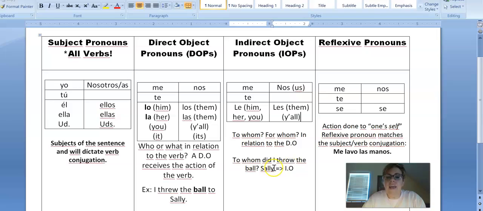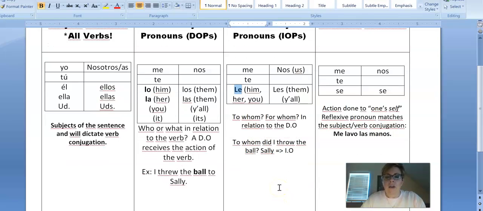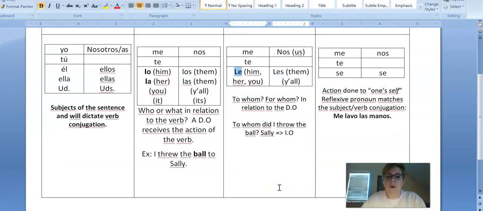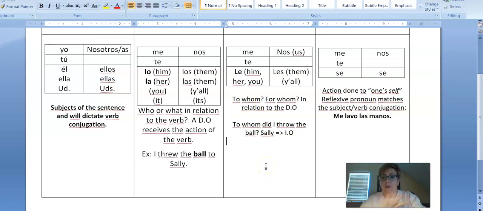All right, so since Sally is a her, then once we use the indirect object pronoun with Sally, we're going to replace Sally with the indirect object pronoun. We're going to replace her with le. Okay. All right. So then we're going to start getting to the part where we use these pronouns kind of all together. So subject pronouns will always be in the sentence, or you can know who the subject is by the way you conjugate your verb. And then reflexives, well, here's your order. There's a specific order.